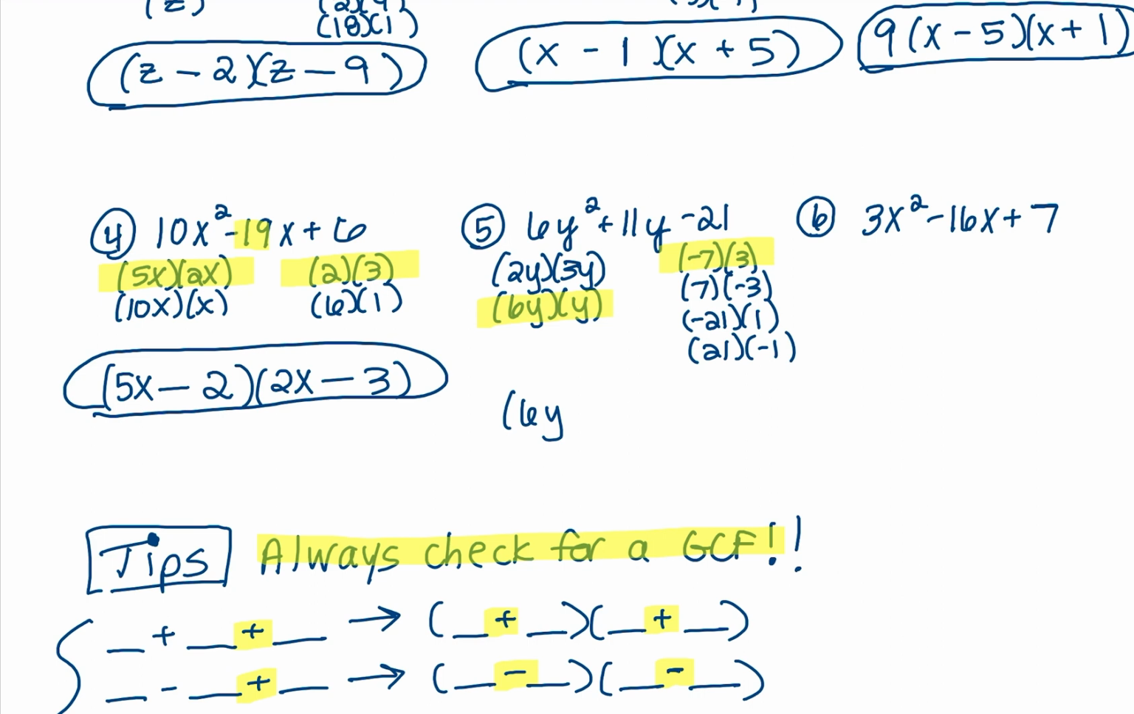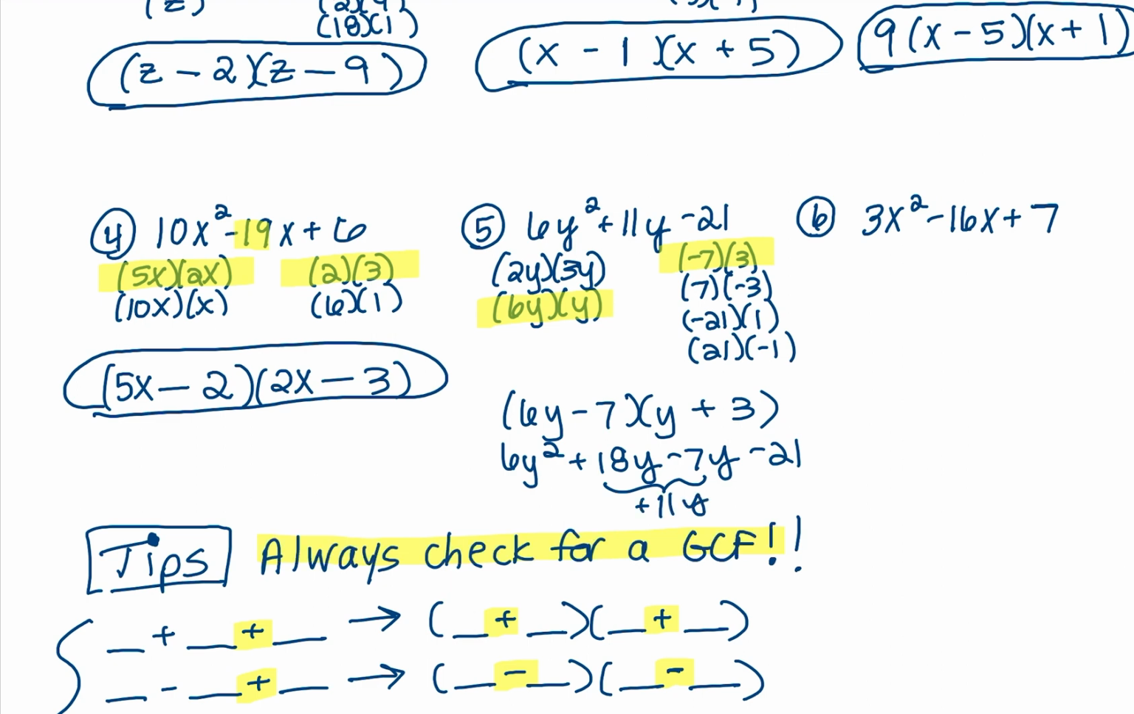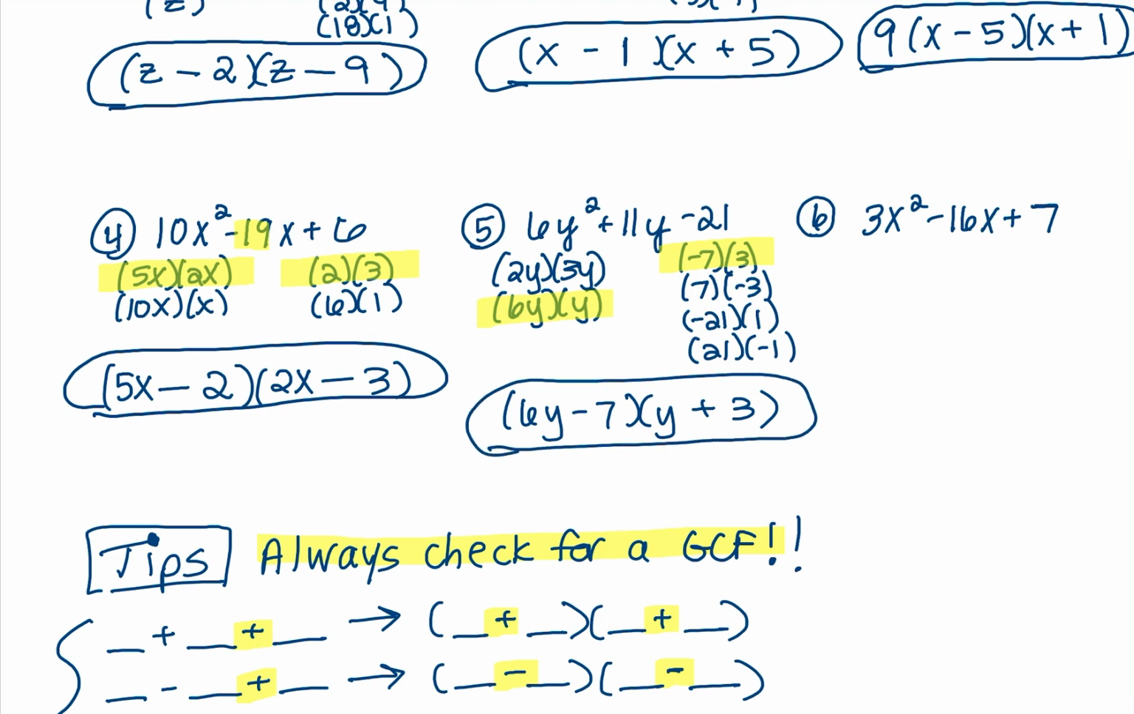So you're going to have 6y and y in the front, and then I need to have a minus 7 here and a plus 3 here. If I multiply this out, I have 6y squared, and then I have an 18y when I multiply the outside terms, a minus 7y for the inside, and then a minus 21. And there is that 11y that you would need. Once again, sometimes it seems like a mission impossible, but if you just keep trying, you'll be able to figure out the combination of numbers.